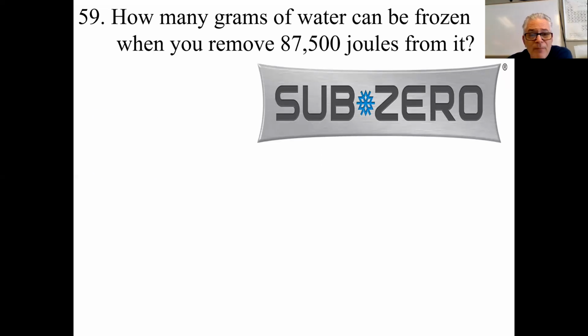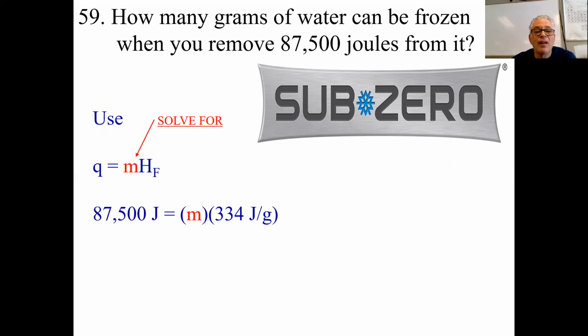So let's write the formula. Q equals M times the heat of fusion, right? We know the Q, it's given, 87,500 joules. And we know, since it's water, that the heat of fusion constant is in table B. And so we're going to plug in the numbers. 87,500 joules is going to equal unknown mass times the heat of fusion constant for water, 334 joules per gram. To get mass alone, we're going to divide both sides by 334 joules per gram.